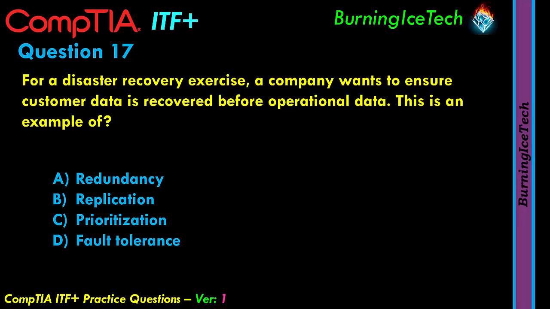You literally just take out the failed hard drive, put a new blank one in. It's going to start replicating back to the blank one. And there you go. You've got redundancy again. You've got fault tolerance again. So the answer remains C because we're prioritizing one type of data over another.